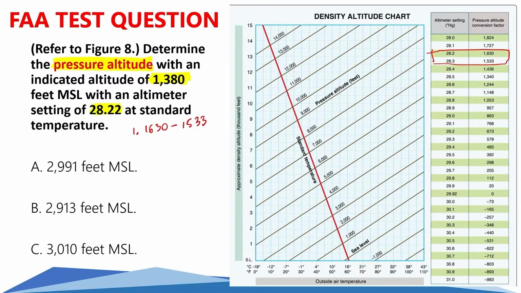And the difference between those two values is 97 feet. Okay, so the difference between 28.2 and 28.3 is a total of 97 feet. Now, the next thing that I need to do is determine the amount of difference that needs to be subtracted from 28.20, or whatever the conversion factor is going to be.